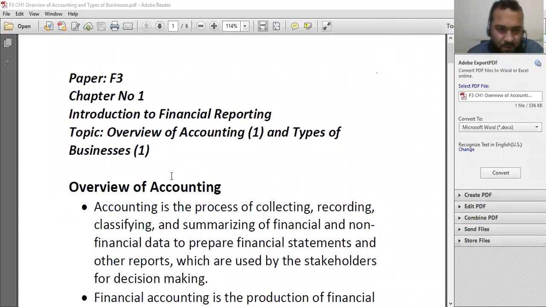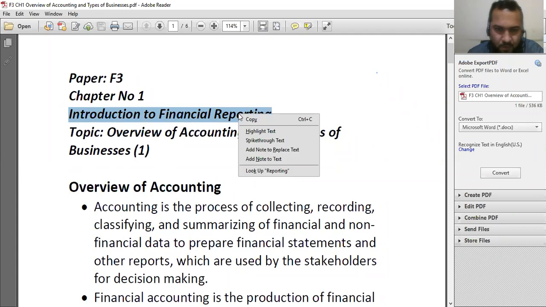So today we are starting the first chapter of the F3, that is about Introduction to Financial Reporting.